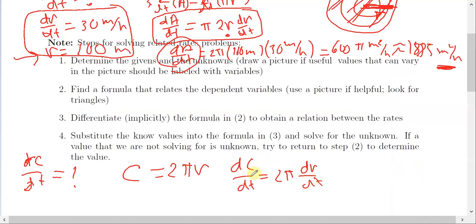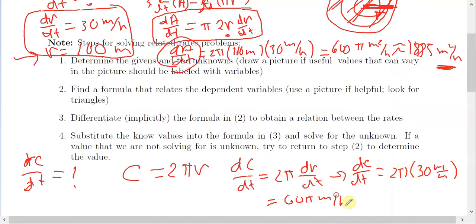This is actually saying that my circumference changes just like a multiple of my radius. In other words, it's proportional to my radius. And so what I get in this case is that the circumference is changing at 2 pi times 30 meters per hour. If you work that out, the circumference is changing at 60 pi meters per hour. And if you use a calculator here, you get about 188.5 meters per hour. These units make sense because circumference is a linear quantity. It's a distance around, and distances are measured in meters. So that's the right units.